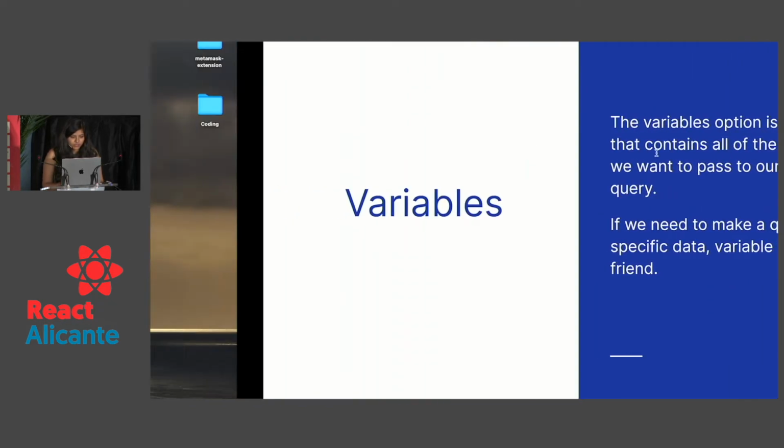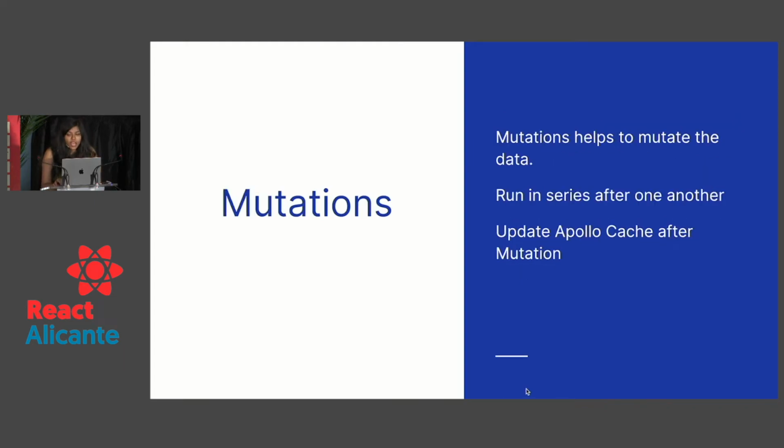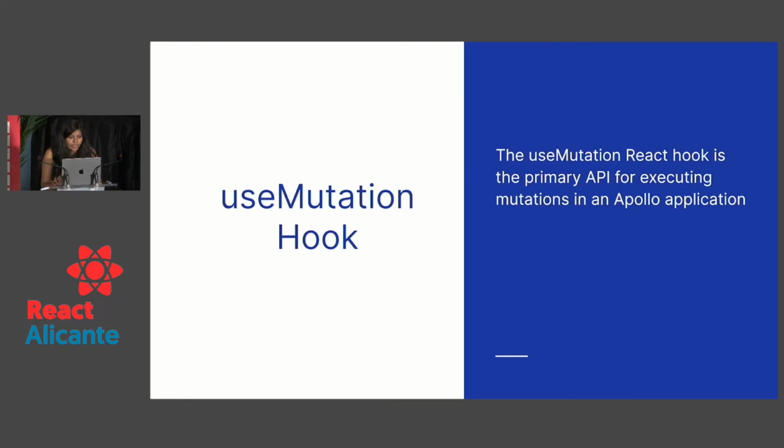Now comes the best part of GraphQL that I love the most, which is mutations. Mutations help us to mutate the data. It also comes with a keyword mutation, with which we are going to mutate the data. It runs in series one after another, and it updates the Apollo cache after mutations. Like after every mutation, it's going to update the Apollo cache directly.